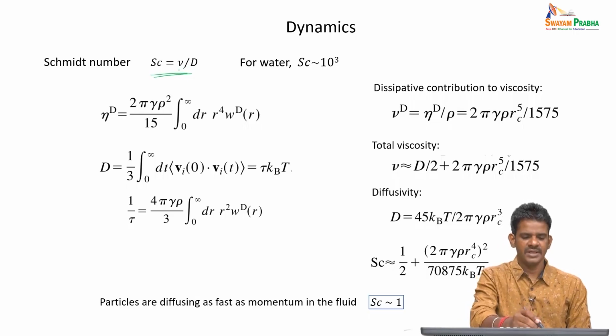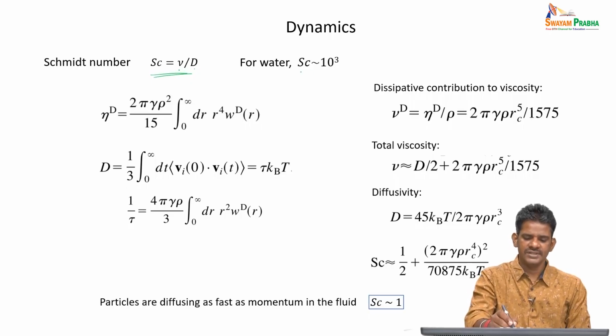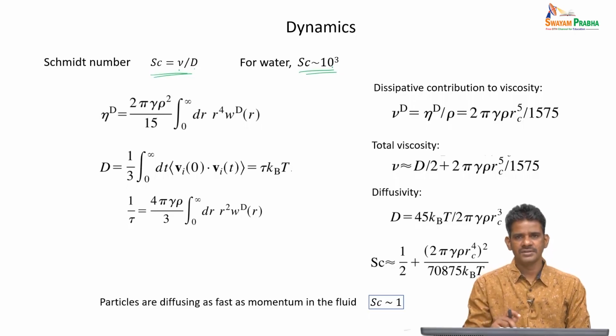In other words, it's a ratio between the kinematic viscosity to the mass diffusivity. And then for water at room temperature, if you look at the values of kinematic viscosity and diffusivity, you will see the Schmidt number is of the order of about 1000, and for other liquids like alcohol and others, you will see similar numbers. This basically means that for a system like water, the momentum diffuses 1000 times faster than the mass. So that's the meaning of the Schmidt number being 1000.